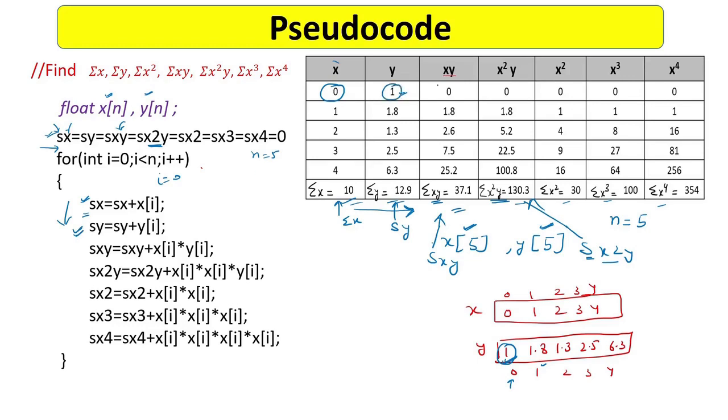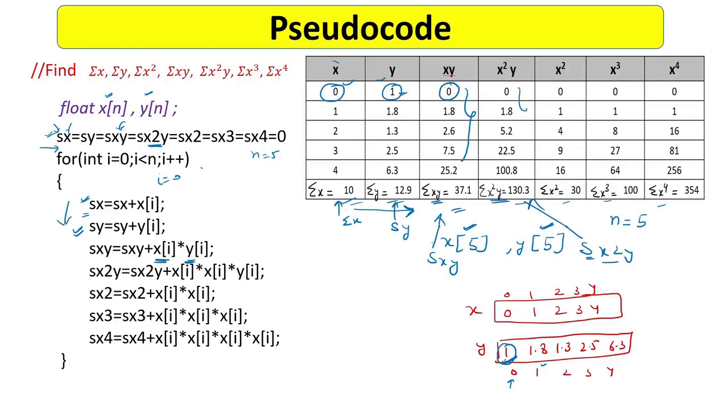So this value is added. Now in the same iteration I am adding s of I into y of I. So x of I into y of I will be 0 into 1, that is 0. So on the fly, that means at runtime only, I am finding the multiplication of x of I into y of I.